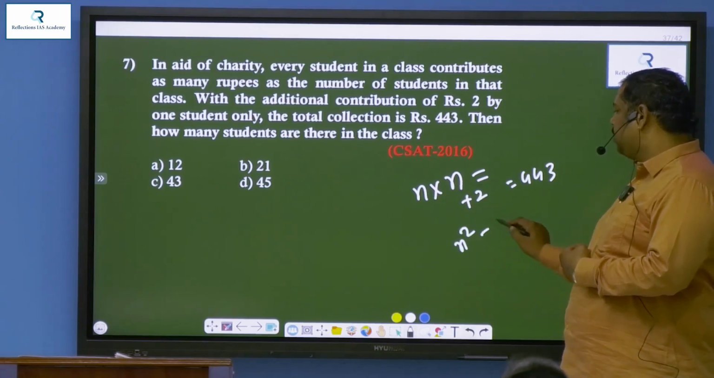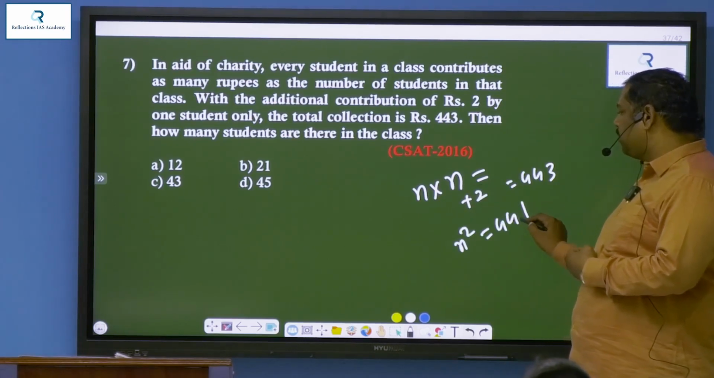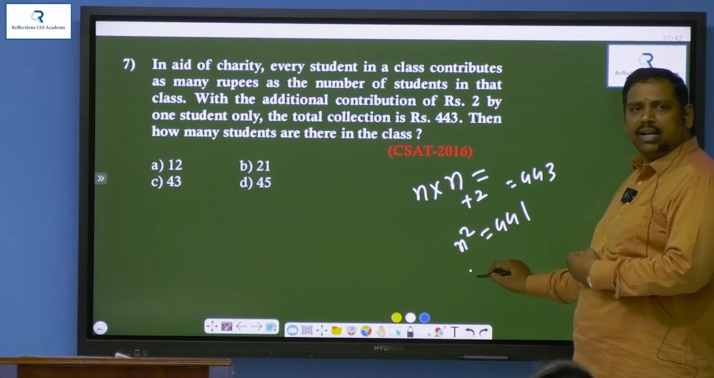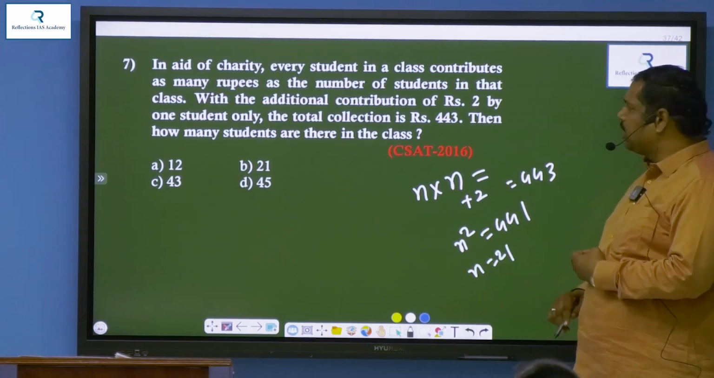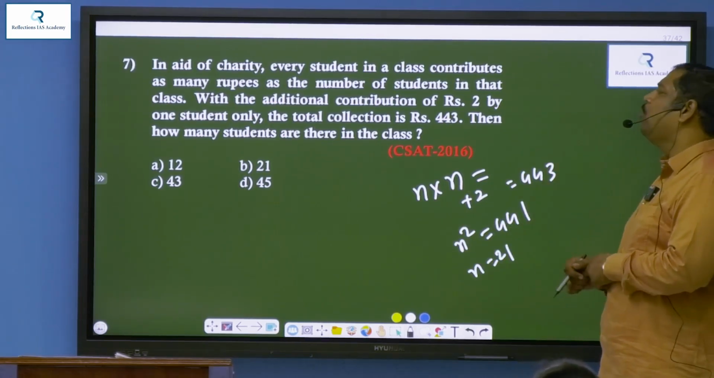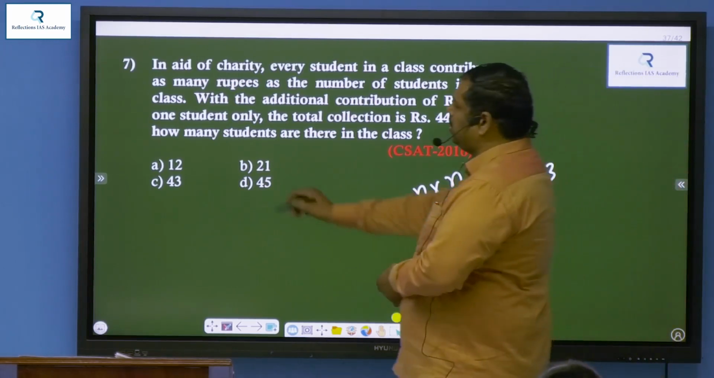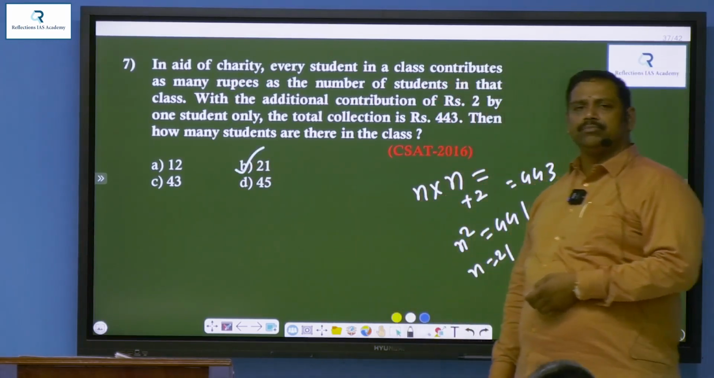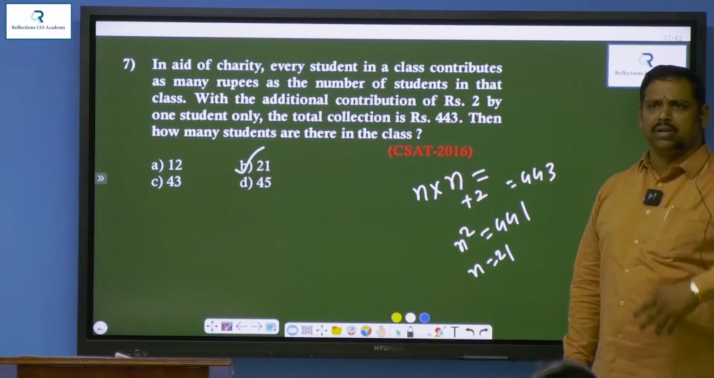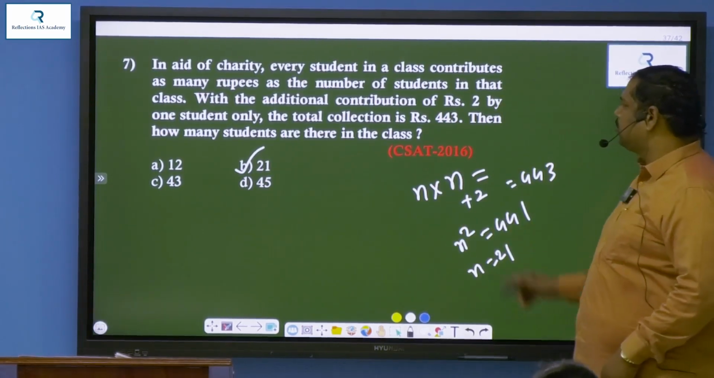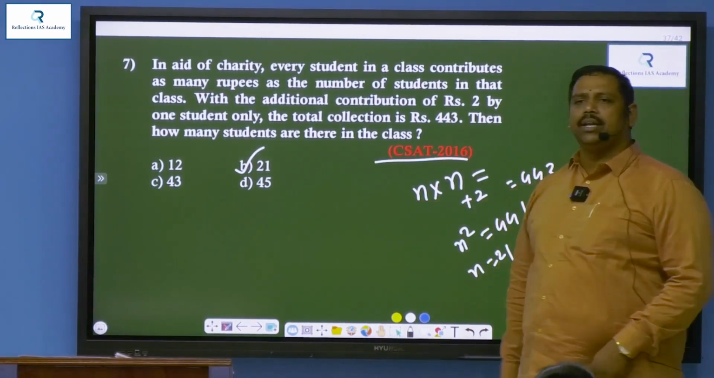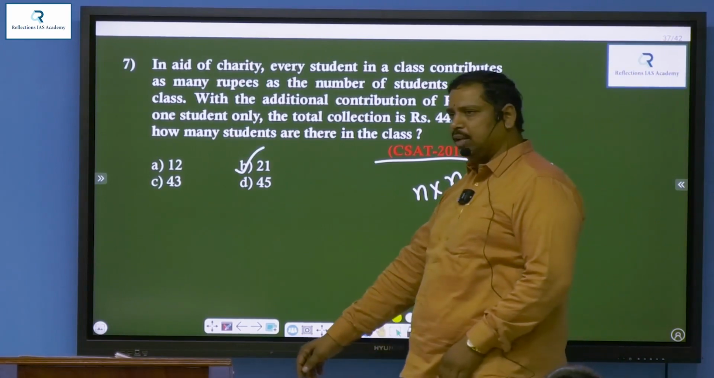Move the 2 that side, 441. Where do you get 441? 21. Can I say N value is 21? What is he asking here? How many students are there in the class? 21. So the answer is B. Is it a serious question or a simple question? Simple question. This is a question from CSAT 2016. Can I go to the next one?